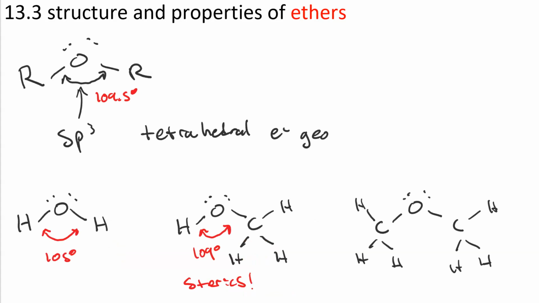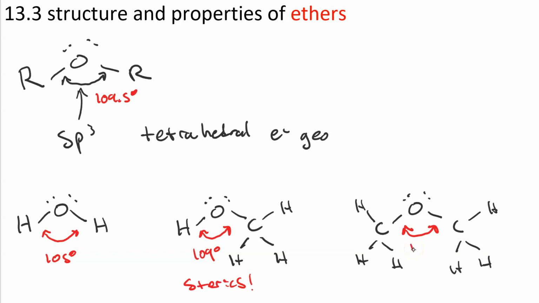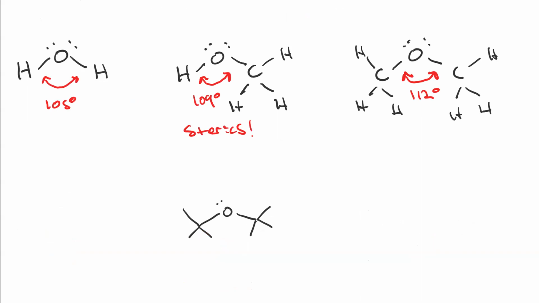The steric effect in dimethyl ether should be even greater, because now we have two bulky groups. So you'd expect this bond angle to be greater than 109. And in fact it is. It's up to 112 degrees now. With di-tert-butyl ether, tert-butyl groups are much bulkier than methyl. You could expect this bond angle to be greater than 112 degrees.